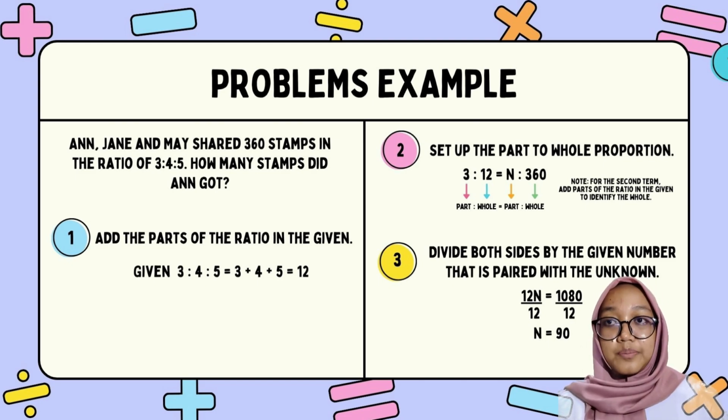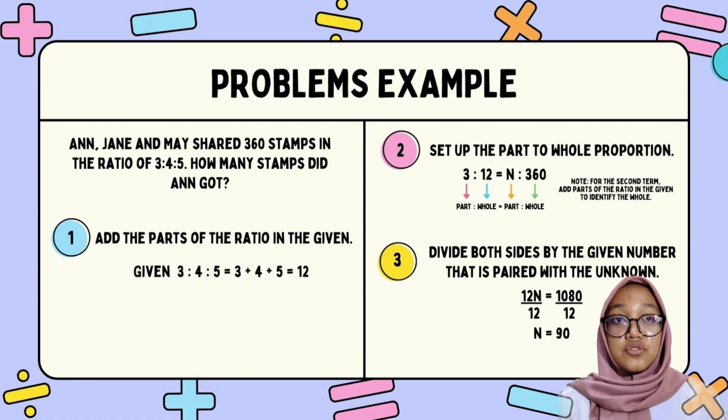The first step, add the parts of the ratio in the given. So, given the ratio is 3:4:5. So we have 3 plus 4 plus 5. We operate and we have the result is equals 12.